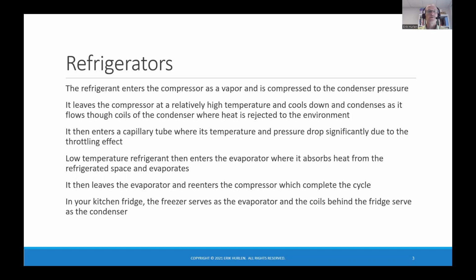The fluid then moves through an expansion valve, usually a capillary tube, which both cools and expands the fluid to a lower pressure. Energy is then added from a cold reservoir in the evaporator, which takes the fluid back into the vapor state, but more importantly, removes energy from the refrigerated space. The fluid then enters the compressor and the cycle continues. As a real-life example, the fridge in your kitchen uses the freezer compartment as the evaporator, and the coils behind the fridge serve as a condenser.